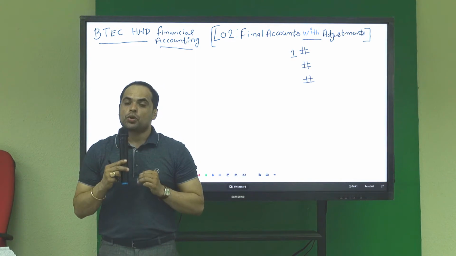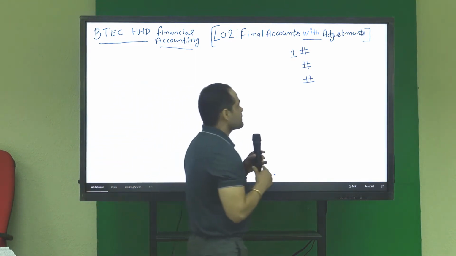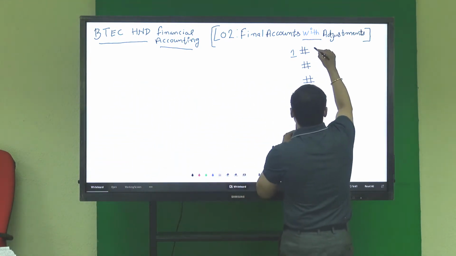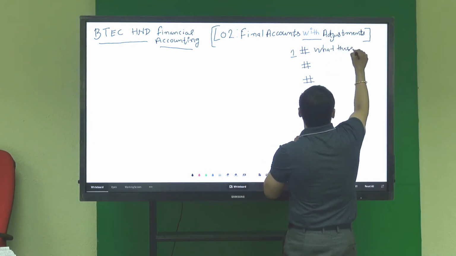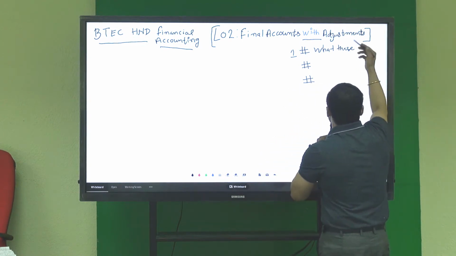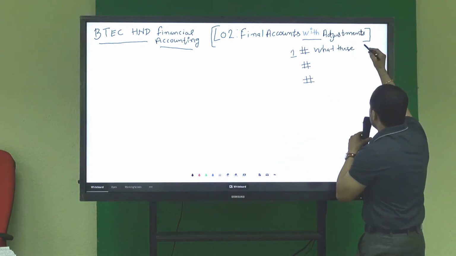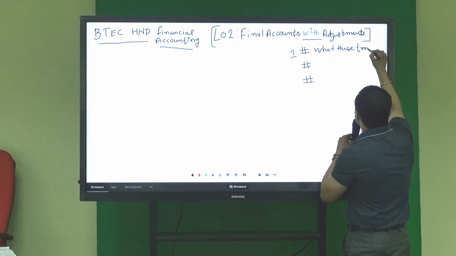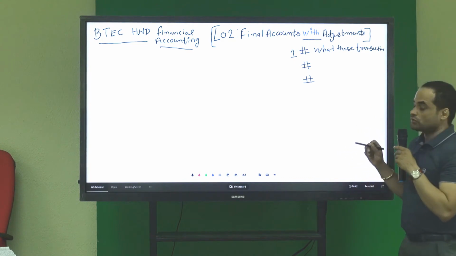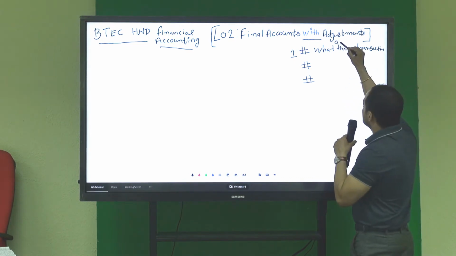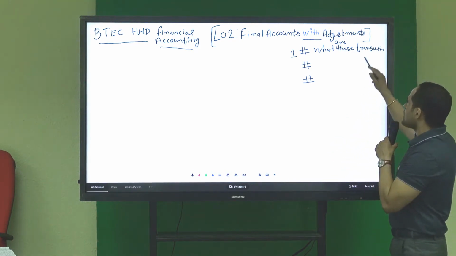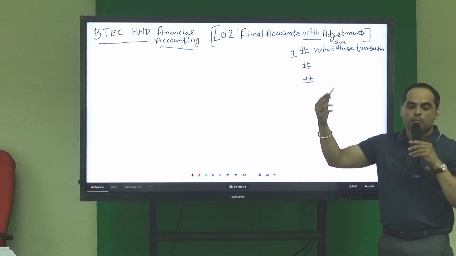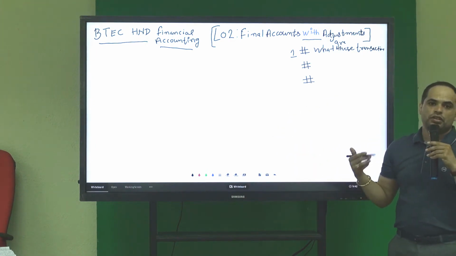So I'm going to explain what these adjustments are, or what these transactions are. What are these transactions that are more likely to occur after the trial balance?